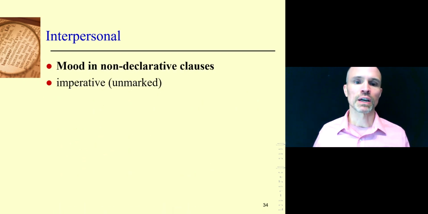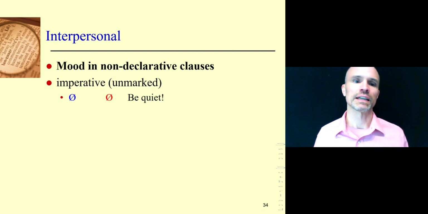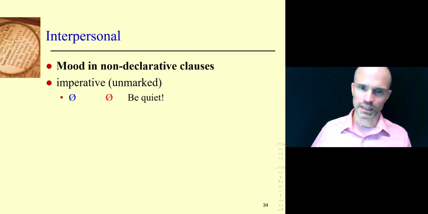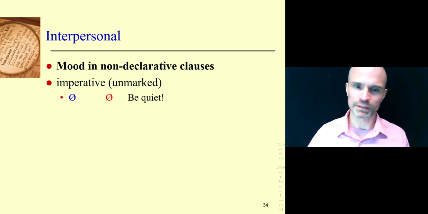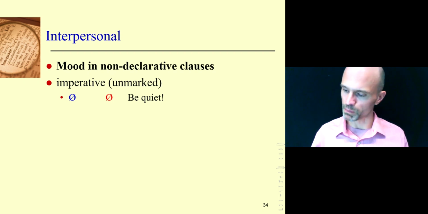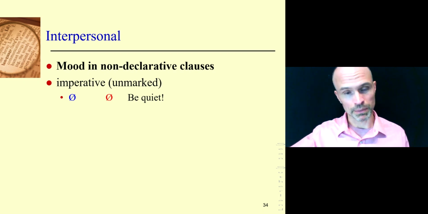In imperatives, what happens? You don't have the subject or the finite. Notice it says imperative unmarked. By unmarked here, I mean, and linguists using the term unmarked mean, the usual pattern. Other possibilities exist, but the usual pattern with imperatives, we just start with the imperative verb. Be quiet, come here, read this, turn left, go up the stairs.